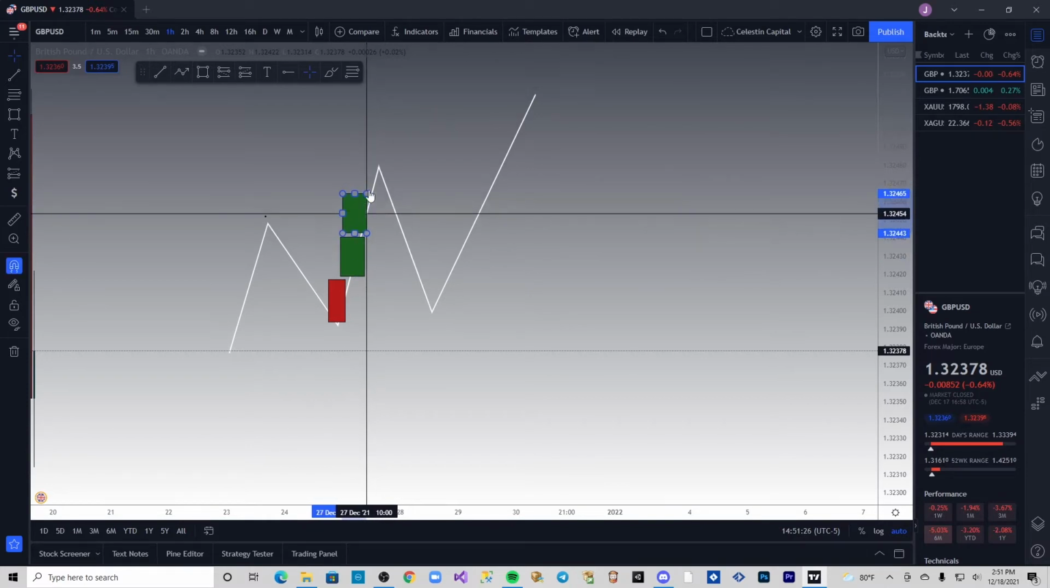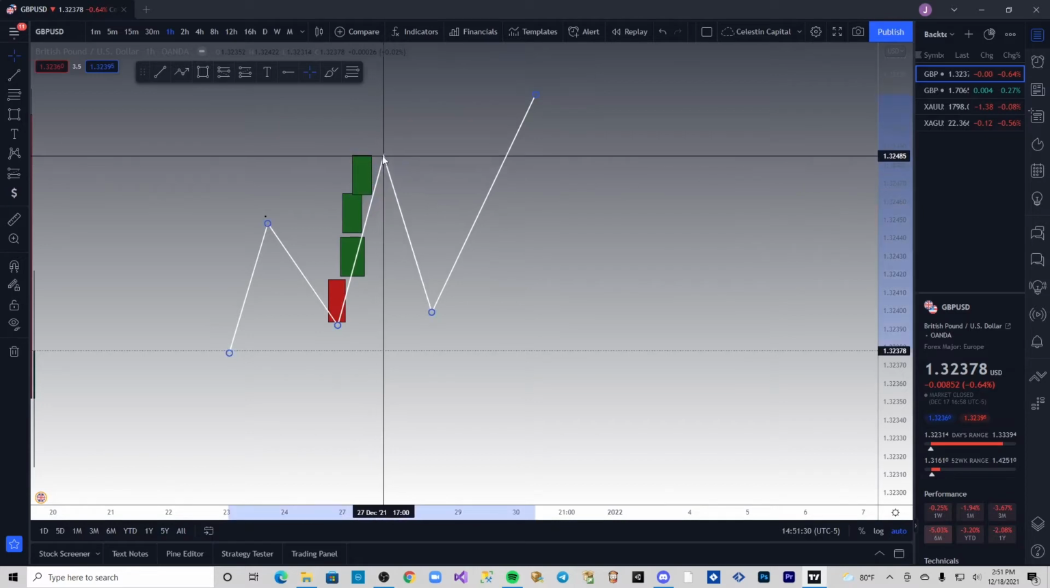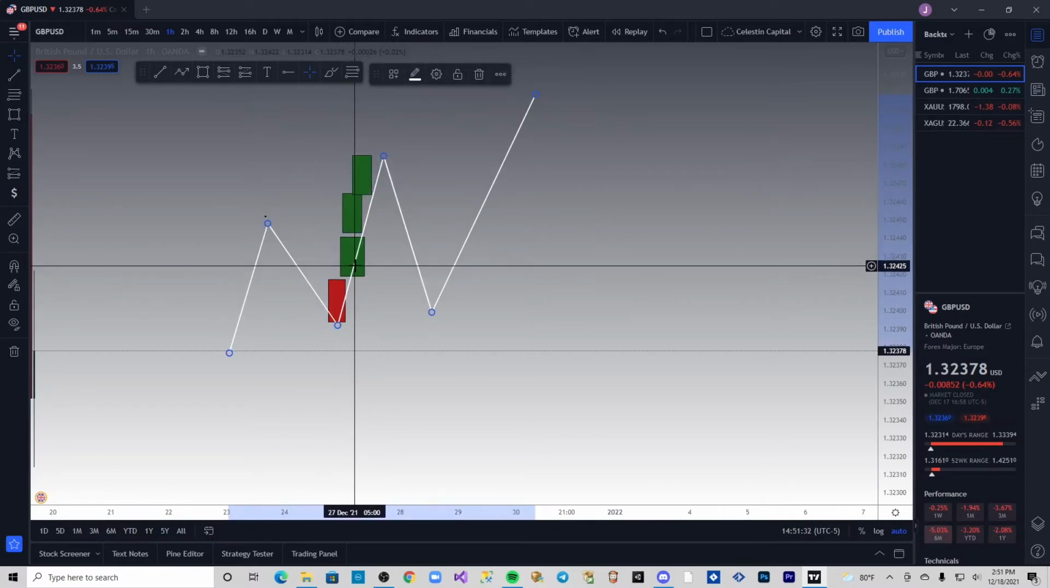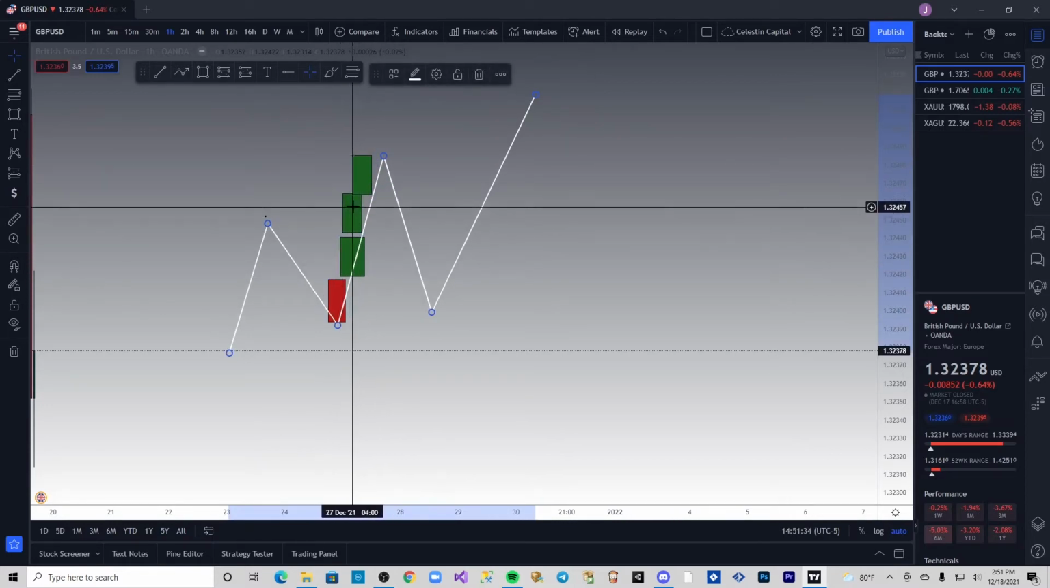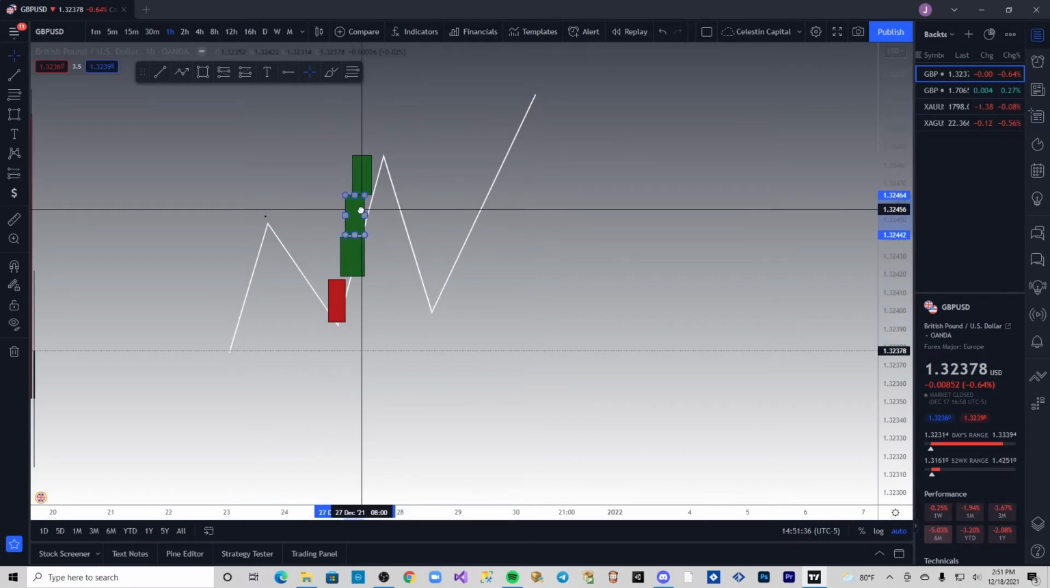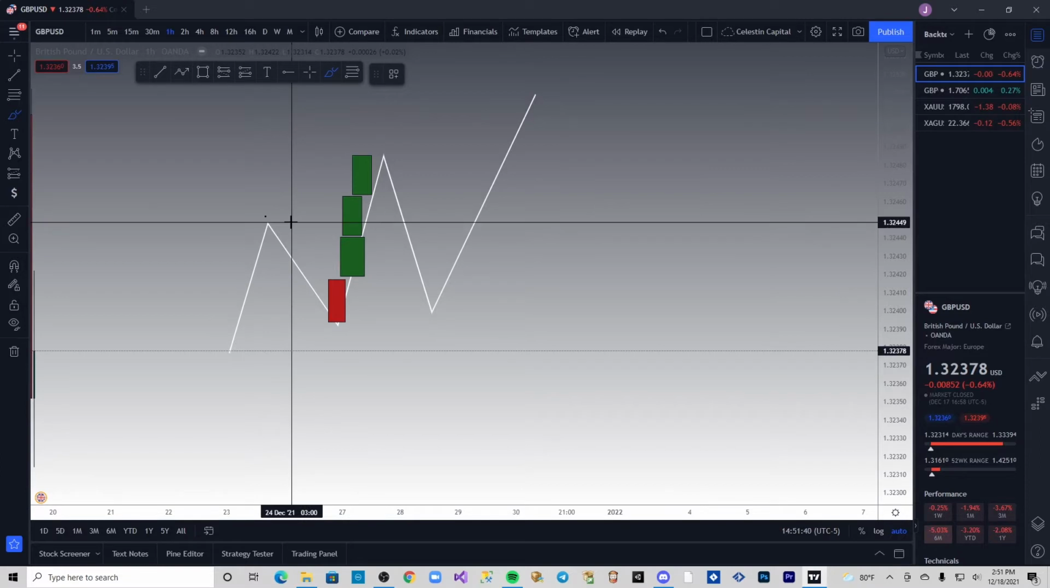We have a series of bullish candles, right? So we have this down candle right here, and we have these up candles right here. An order block is basically orders that the banks have put in, right? Orders that the banks have put in.